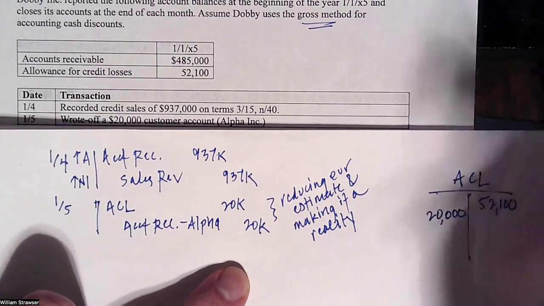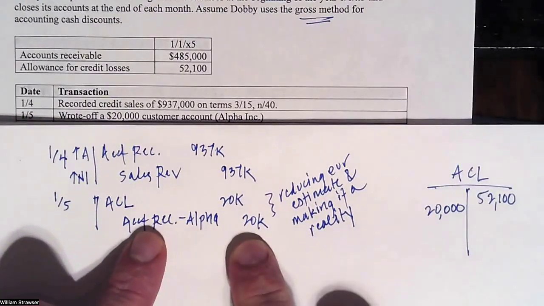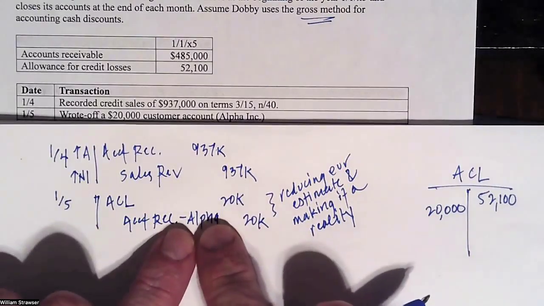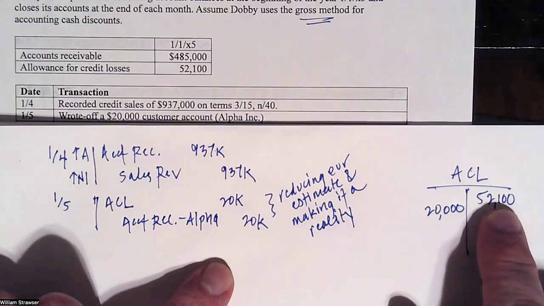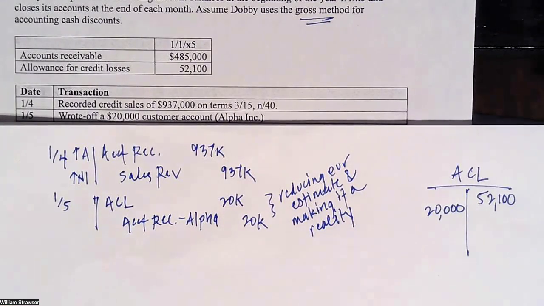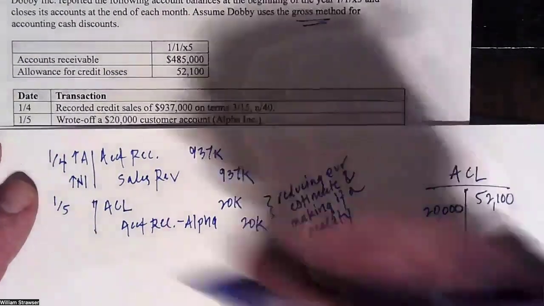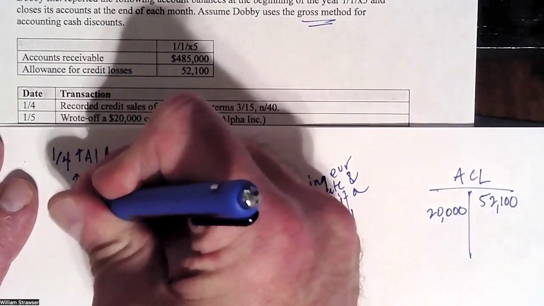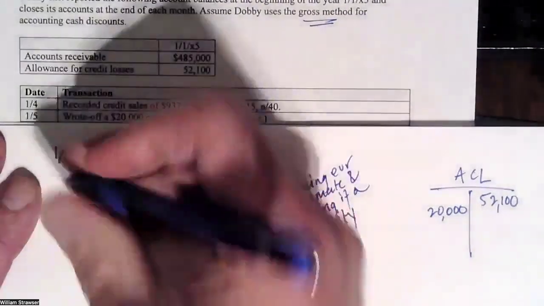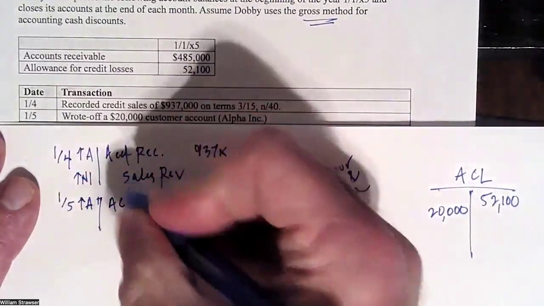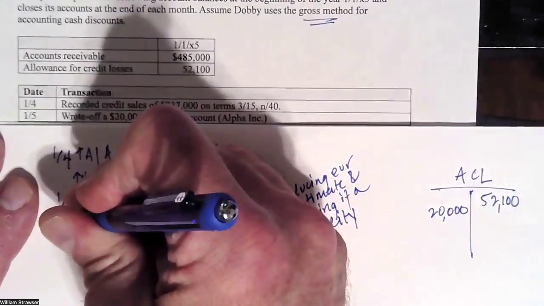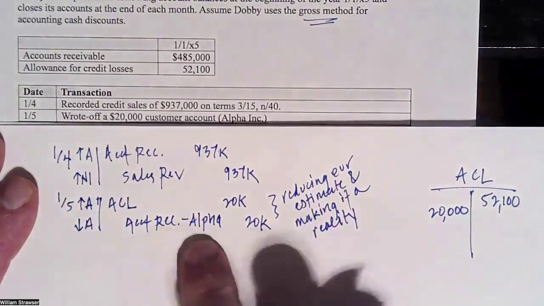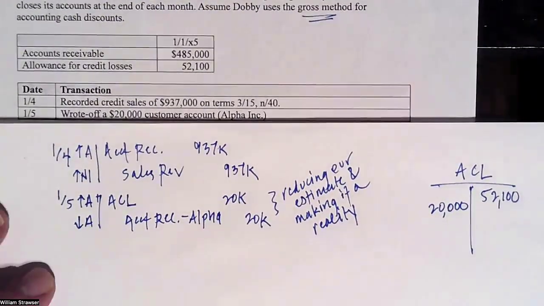So we reduce our estimate because it's no longer an estimate. It actually happened. And to make it a reality, we credit the specific account of the specific customer that has defaulted. Remember, ACL has no customers attached to it. We don't know who's going to be a bad debt until they notify us and we write them off. ACL is a contra asset, but even though it's a contra asset, it still moves the way of an asset. So it increases ACL, it increases assets to reduce ACL. And a credit to accounts receivable, of course, is a reduction to assets.